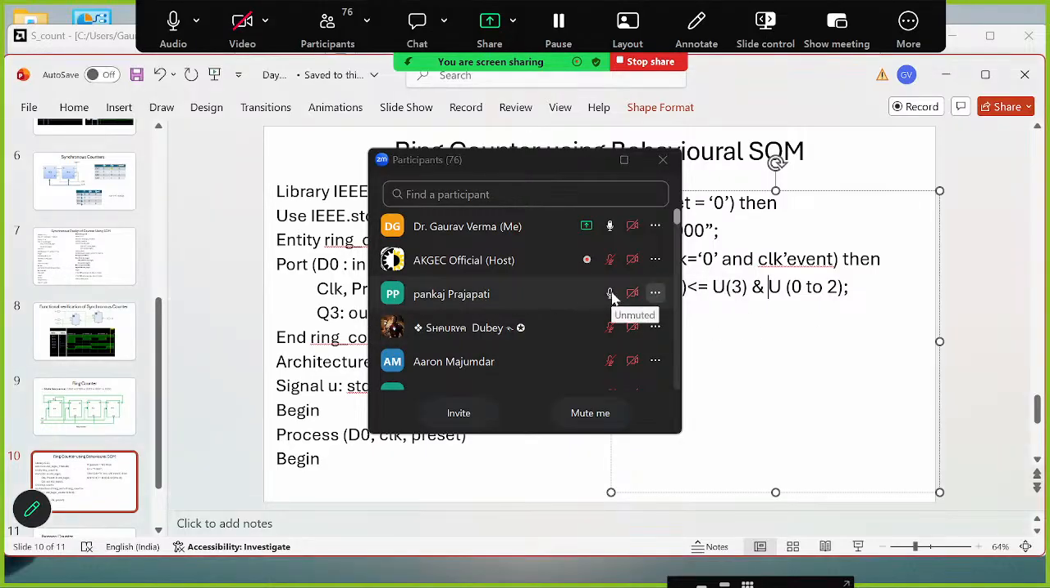Tukur, can you please unmute Mr. Pankaj Prajapati?